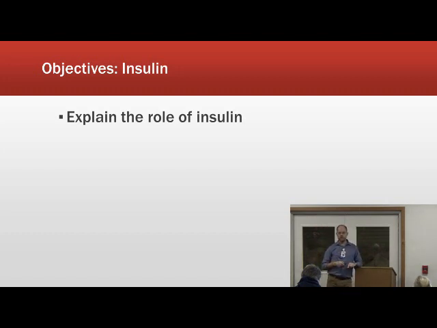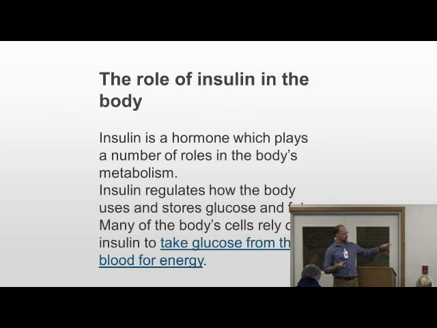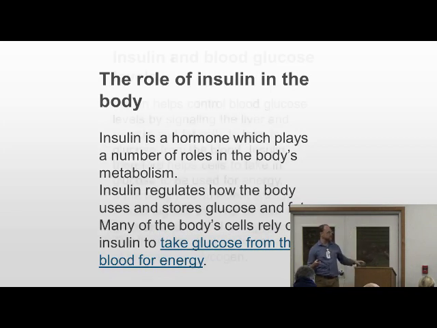So insulin's a hormone made in your pancreas, and it does a lot of things actually, but it primarily helps pull glucose into your cells, out of the bloodstream into the cells. Okay? And these are just cut and paste things from the website, so we don't have to read through it all. But it plays a number of roles. It regulates how the body uses and stores glucose and fat also. And the body's cells rely on insulin in order to take glucose from the blood for energy. So if the glucose is sitting around in your blood, it doesn't do any good if it can't get pulled into the cells, okay?